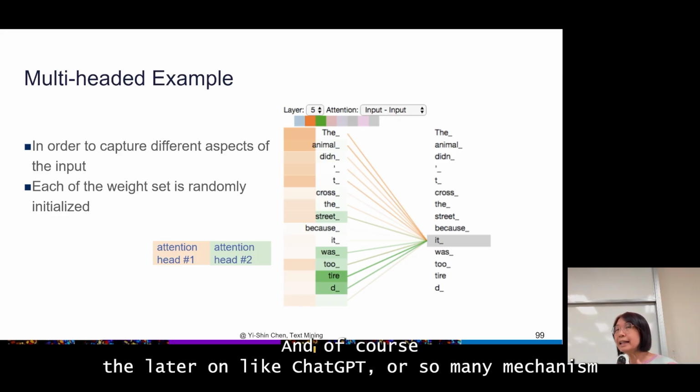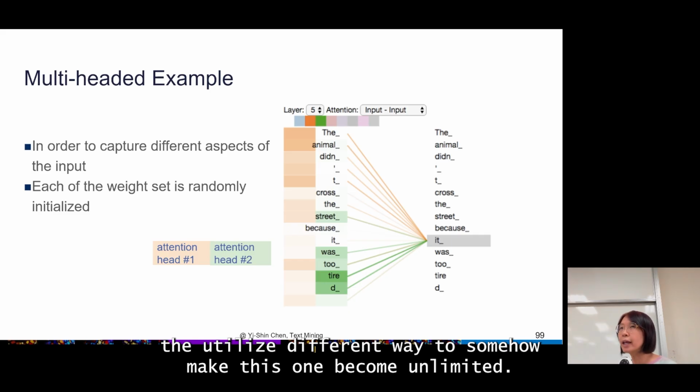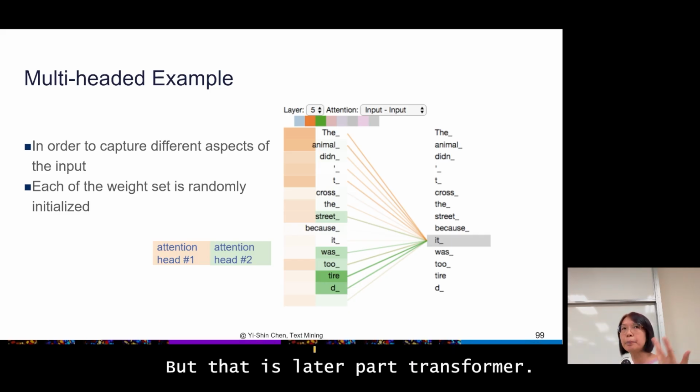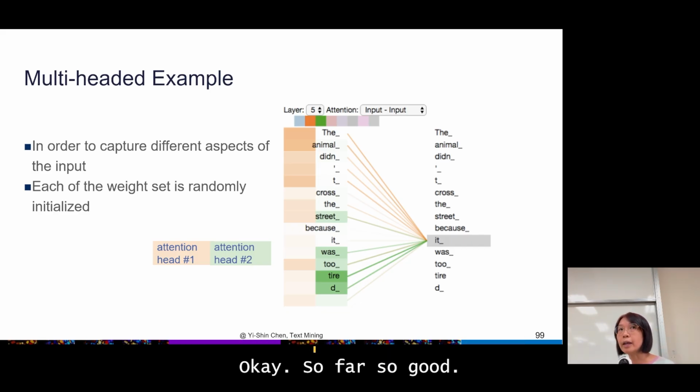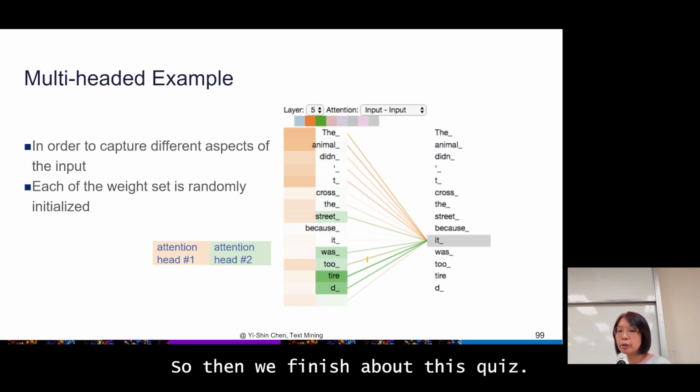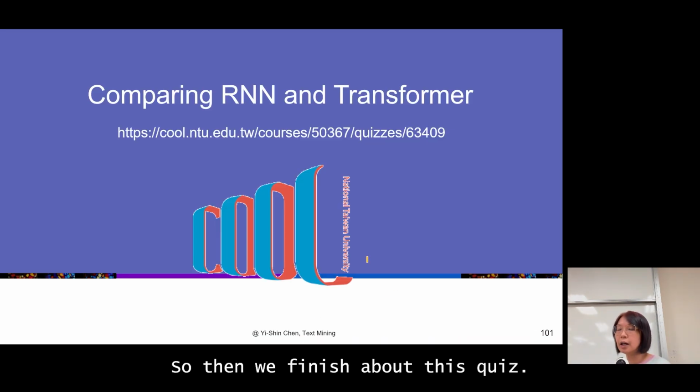And of course, later on, like ChatGPT and many other mechanisms, they utilize different ways to somehow make this unlimited. But that is a later part. Transformer, when they originally designed it, had less capacity. Okay, so far so good? Good, so then we finish this quiz.